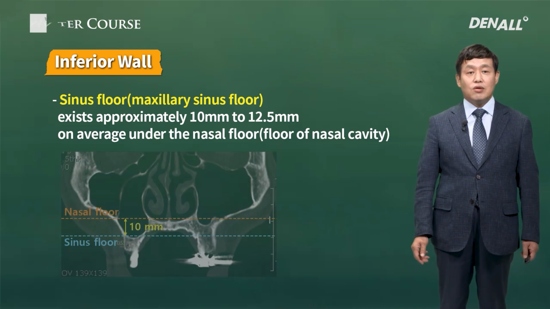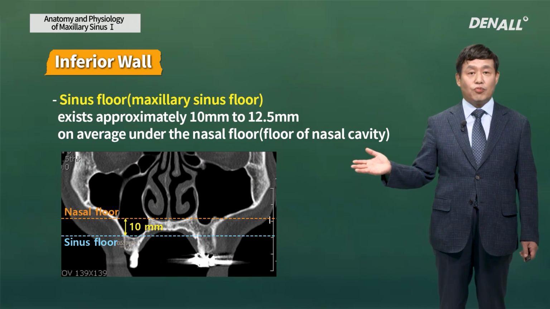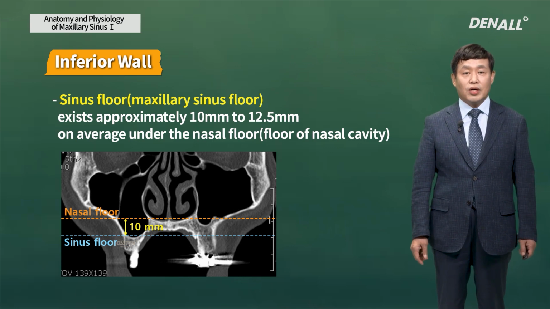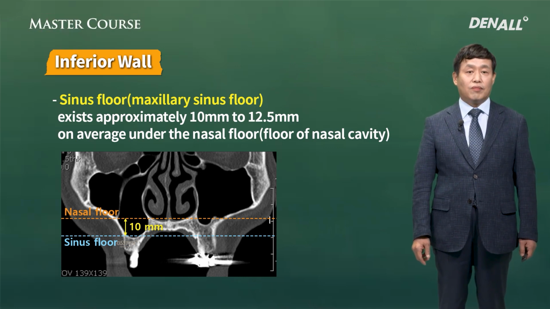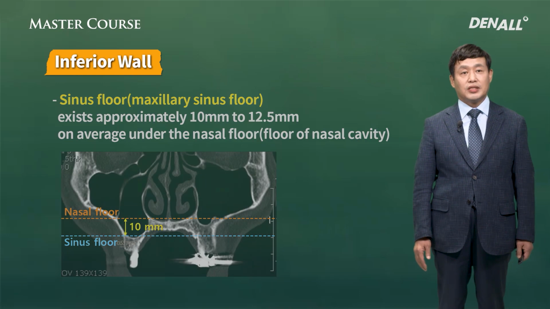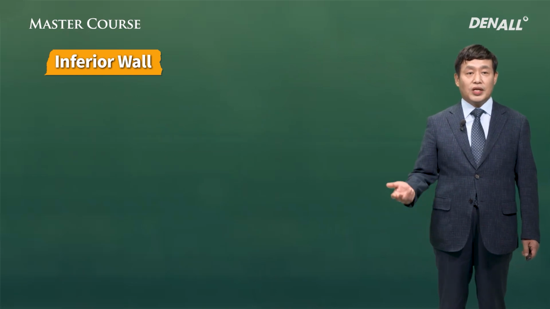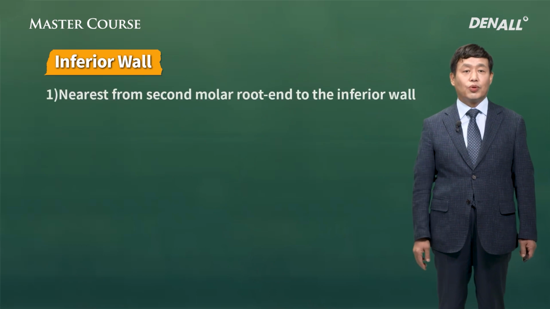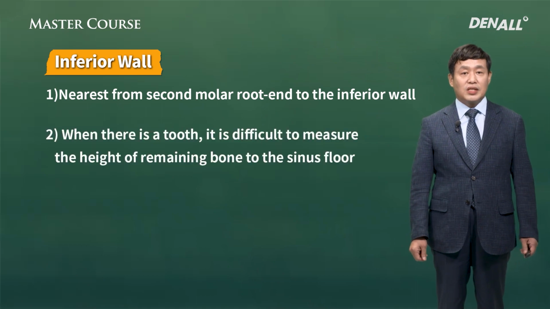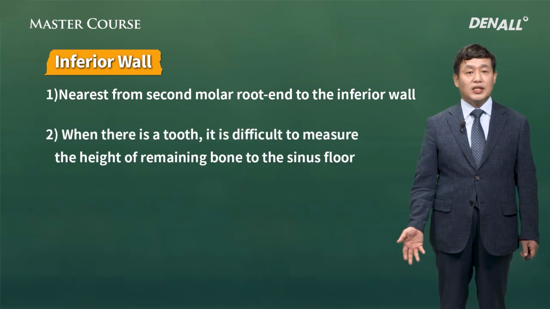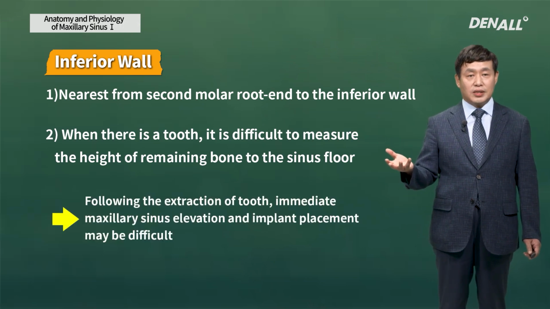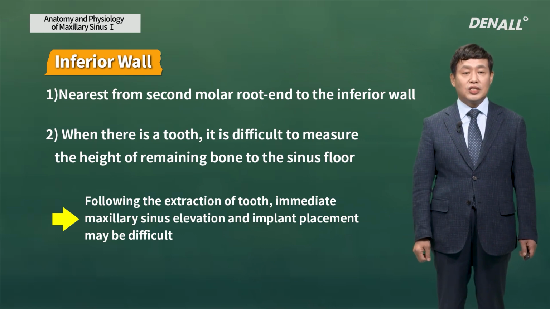So that is the position. The accurate position should be checked using the coronal view of CBCT for the exact location of the sinus floor, but usually it is about 10 millimeters inferior to the nasal floor. The thinnest part of the inferior wall is near the second molar, especially for immediate placement after extraction. If there is a tooth, it is difficult to measure the height. So it is a difficulty when you try to do immediate placement.